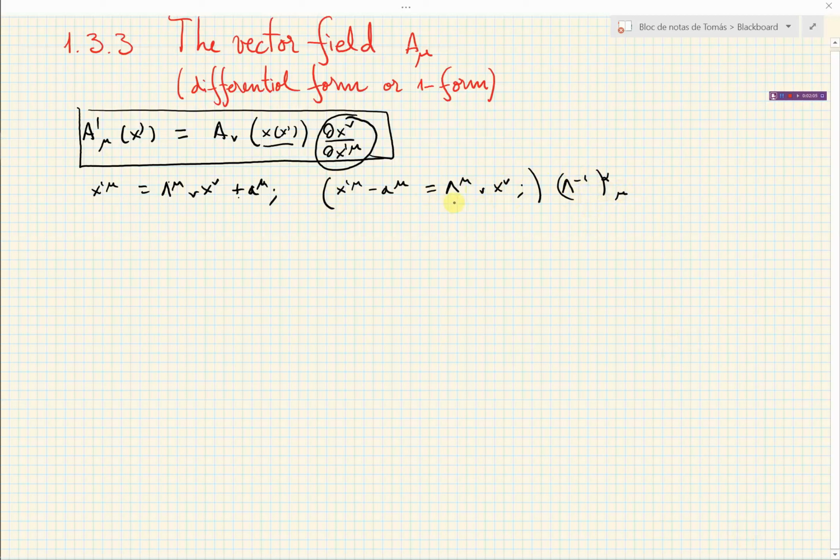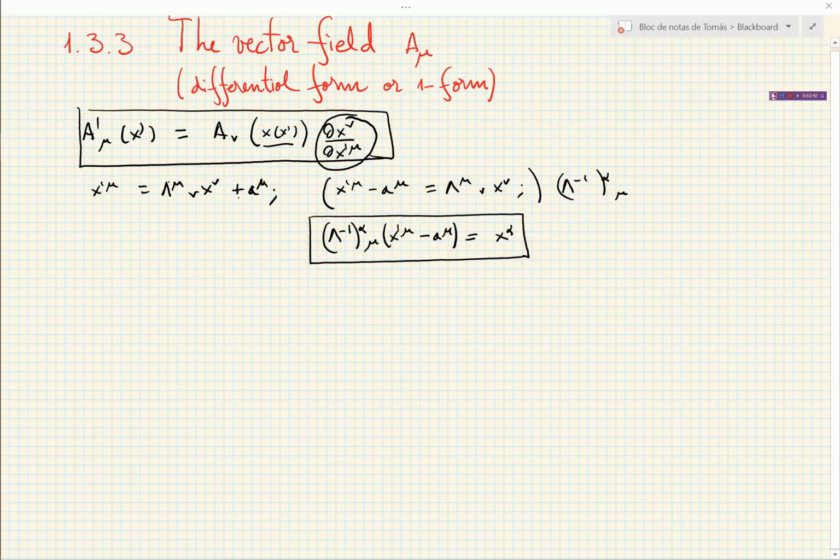This is clearly, if I write lambda minus 1 alpha mu, lambda mu nu, this gives me delta alpha nu, and delta alpha nu times x nu gives me x alpha. So here I'm going to get x alpha, and in the left hand side, I get lambda minus 1 alpha mu times x prime mu minus a mu. So this is the form of the inverse Poincaré transformation in general.